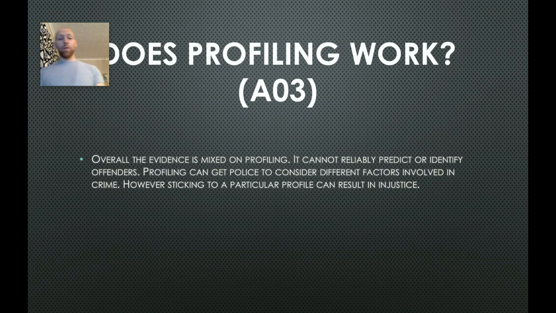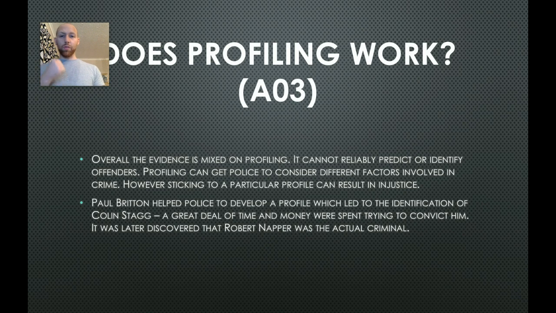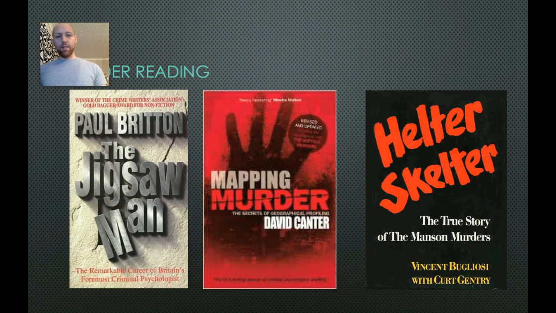Does profiling even work? Well, the evidence is mixed, from last time. It cannot reliably predict or identify offenders. Profiling gets police to consider different factors involved in crime. However, sticking to a particular profile can result in injustice, as we saw in the Guardian article from last time. Paul Britton, for example, helped the police to profile Colin Stagg. A great deal of time and money was actually invested in it. He was completely innocent, and it was Robert Napper who was the actual criminal. So Britton's profiling actually led them down a dead end.